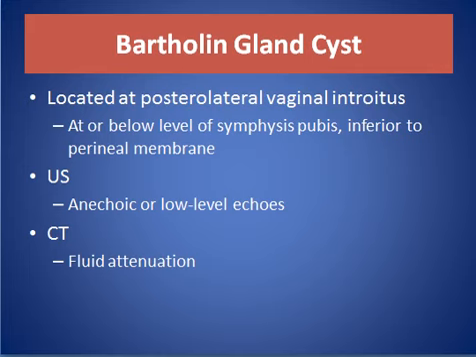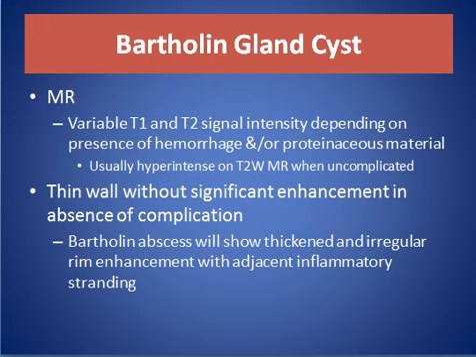Bartholin gland cyst is located in the posterolateral vaginal introitus at or below the level of the pubic symphysis, inferior to the perineal membrane. On ultrasound, it is anechoic or has low-level echoes. On CT, it is fluid attenuation. On MRI, it has variable T1 and T2 signal intensity depending on the presence of hemorrhage and or proteinaceous material, usually hyperintense on T2 when uncomplicated. It has a thin wall without significant enhancement in the absence of complication. Bartholin abscess will show thickened and irregular rim enhancement with adjacent inflammatory stranding.